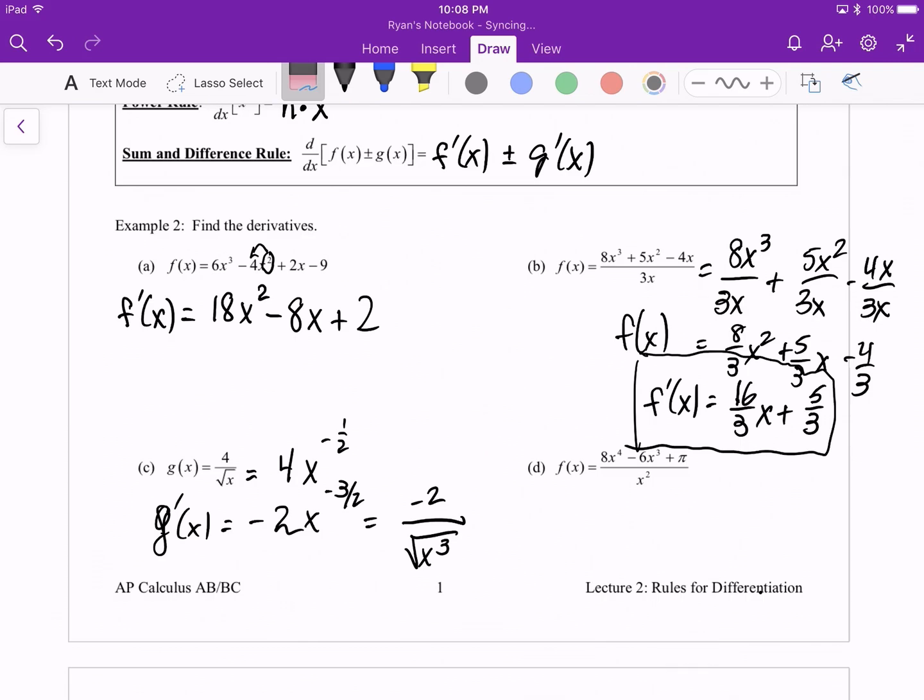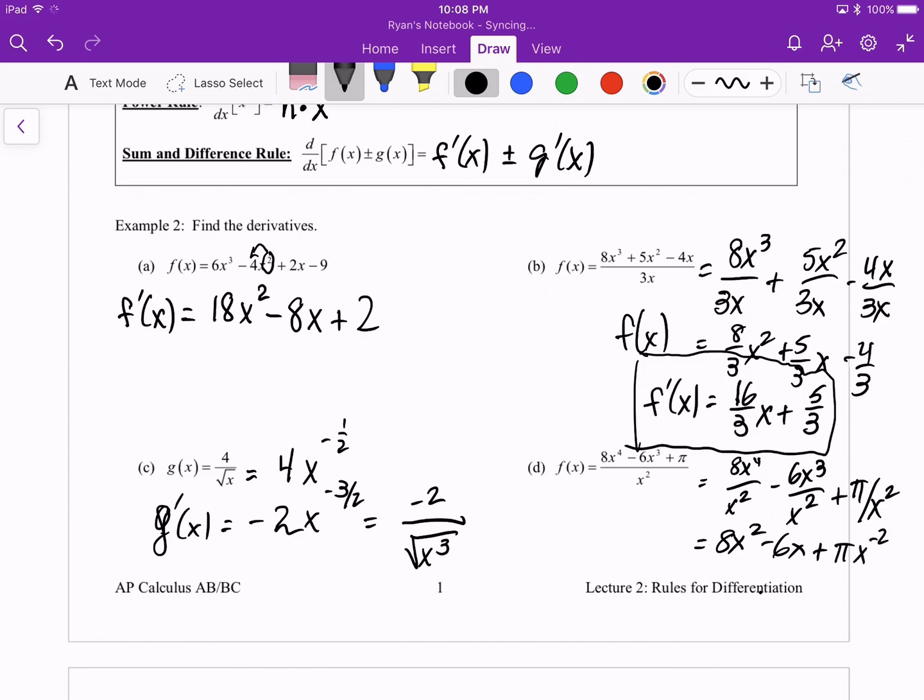I'm again going to have to split through the numerator. So before I do any calculus, I'm going to rewrite this as 8x to the 4th divided by x squared minus 6x cubed divided by x squared, and then plus pi over x squared, which I'm then going to simplify to say 8x squared minus 6x plus, for this term, this pi over x squared term, I'm going to rewrite it as pi x to the -2.